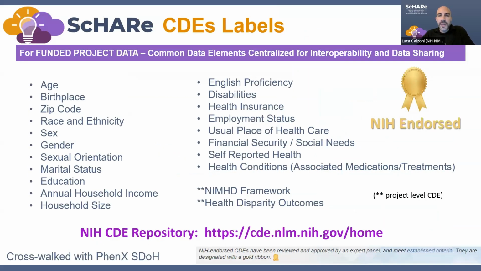So on this slide, we gathered our common data elements. You can see the labels here. There are demographic factors such as age, birthplace, zip code, etc. And then others that are focused on the social determinants of health. So you recognize education, for example, or health insurance, employment status, or health conditions. And you can check them out at the link that is displayed on the slide, which is from the NIH CDE repository where our ScHARe CDEs have been published and are now available to the public.